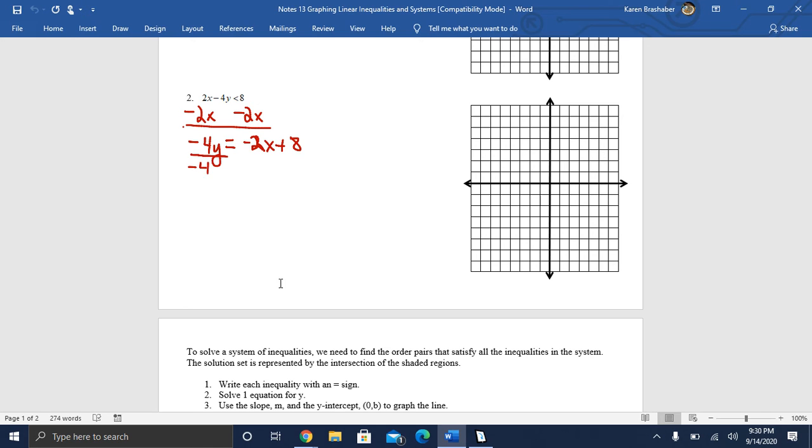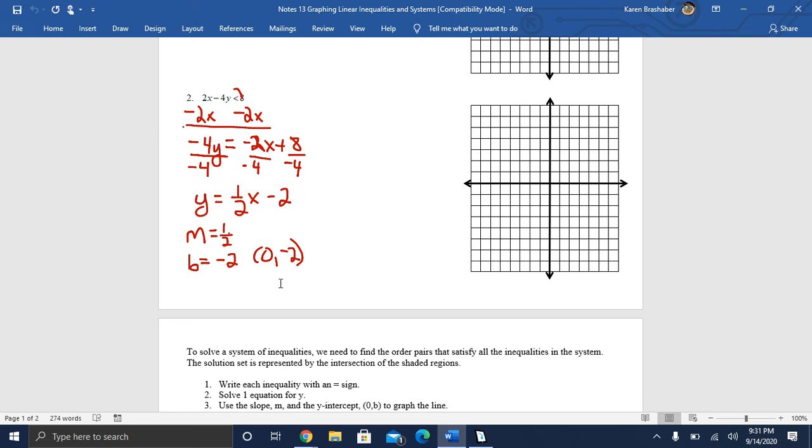I have to divide by negative 4. When you do the dividing, you divide every term on both sides of the equal sign. So we'll have y equals, now a negative divided by a negative is a positive. 2/4 reduces to 1/2. So 1/2 x, and then 8 divided by negative 4 is negative 2. So we have a slope of 1/2. We have a y-intercept, b, of negative 2. So a starting point of 0, negative 2.